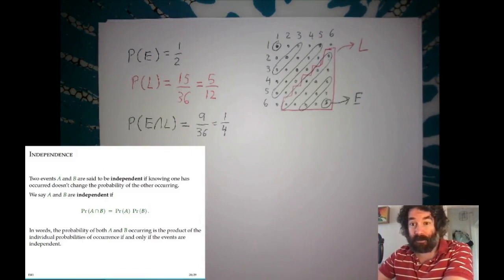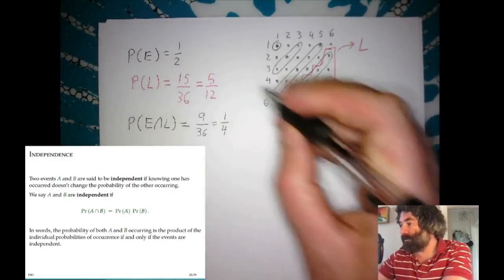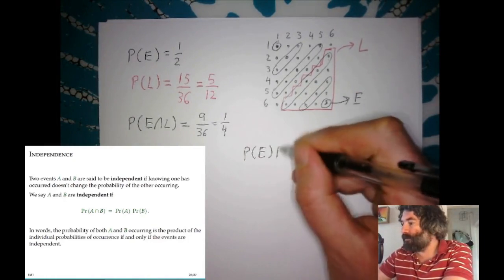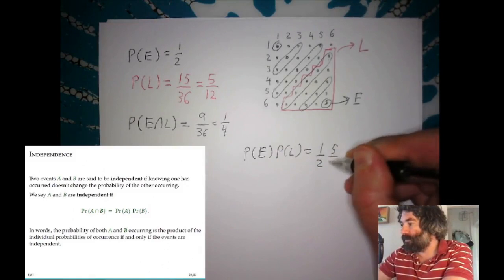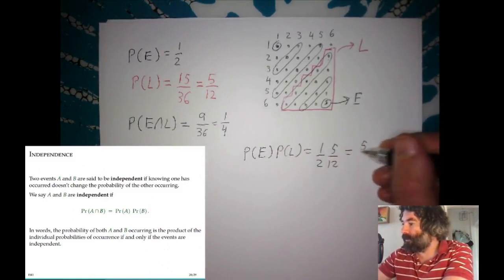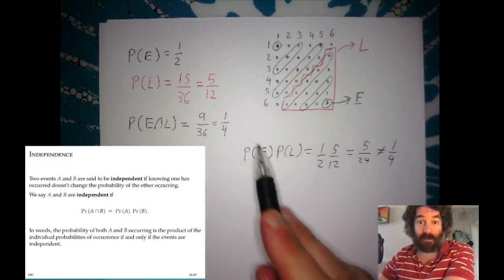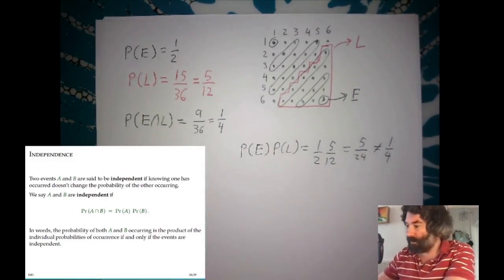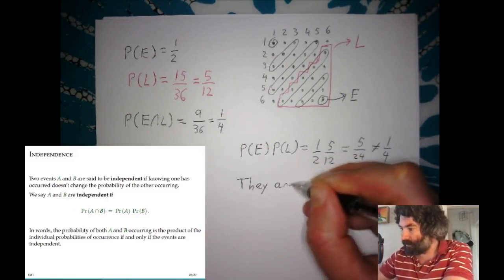All right, is this equal to the probability of E times the probability of L? The probability of E times the probability of L is 1/2 times 5/12. It would be 5/24, and that's not equal to 1/4. And so because the probability of E and L is not equal to the probability of E times the probability of L, these two events are not independent. And that answers the question.